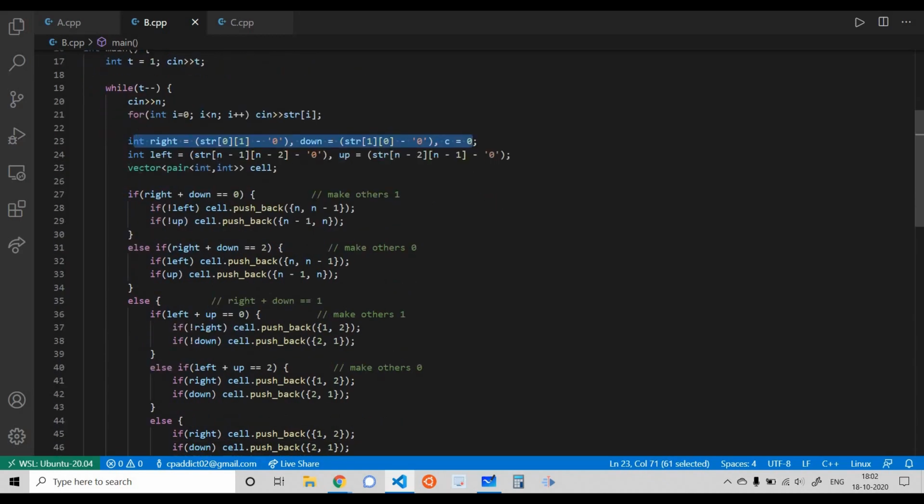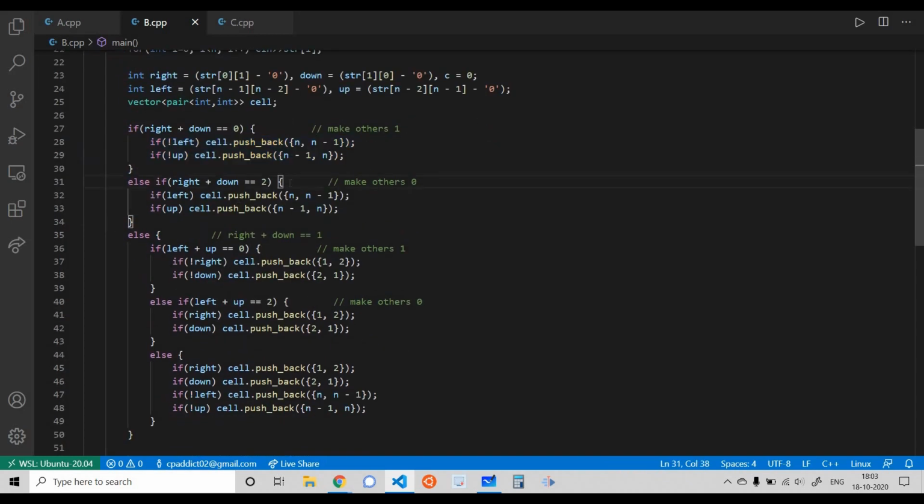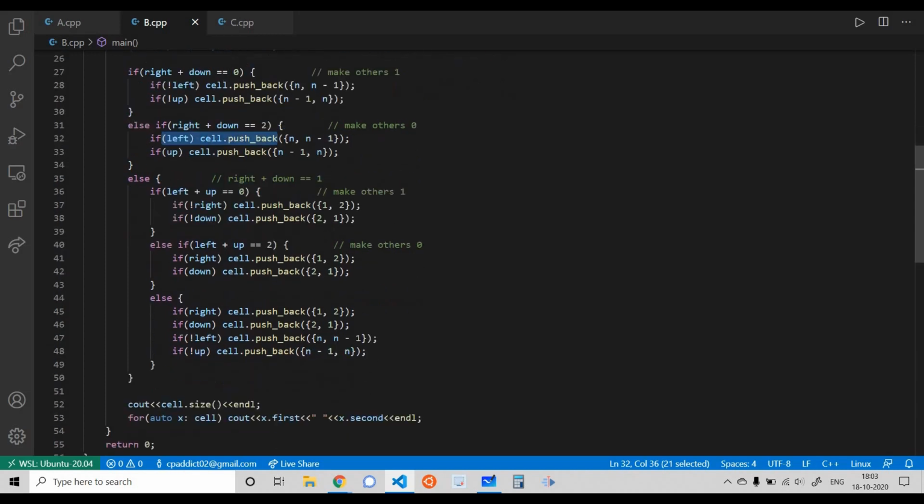Then this is the vector of pairs which I would be painting at the end if I am performing any operations. I see if the sum of right plus down is 0, it means both of them contain 0 value. So I need to convert the other endpoint into 1. So here I am converting the other into 1s. And if right plus down is equal to 2, it means both of them are 1. So I would be converting the other point into zeros. So if any of them is 1, I convert it into 0.